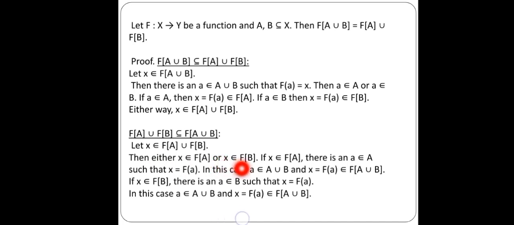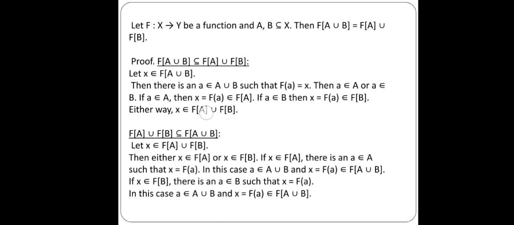If x is an element of f of A, there is an element a of A such that x is equal to f of a. In this case, a is an element of A union B and x is equal to f of a, an element of f of A union B. So if x is an element of f of B, there is an element a of B such that x is equal to f of a. So in this case, a is an element of A union B and x is equal to f of a, an element of f of A union B.